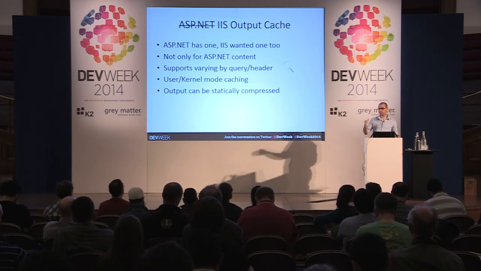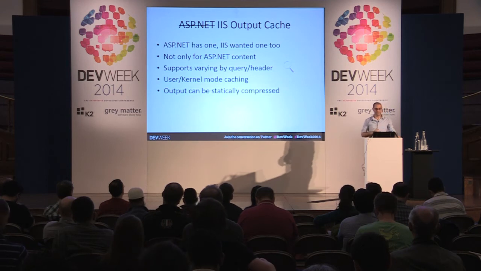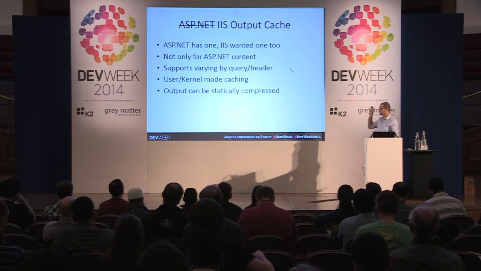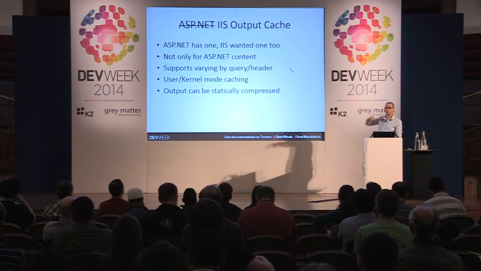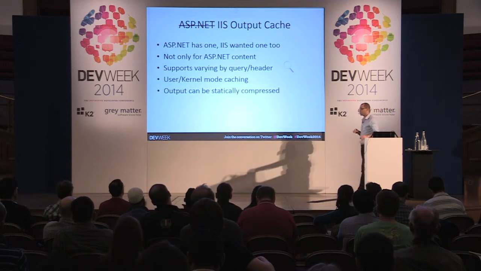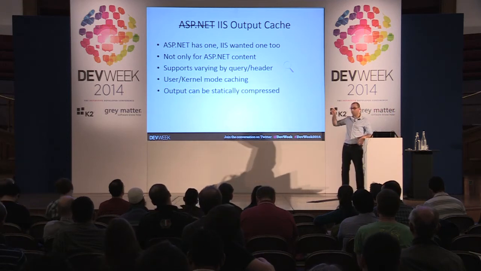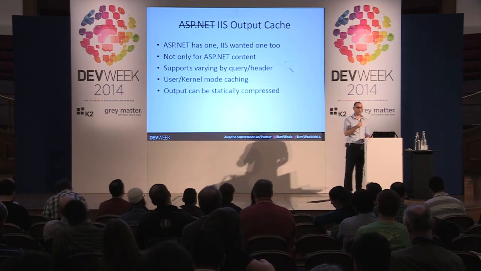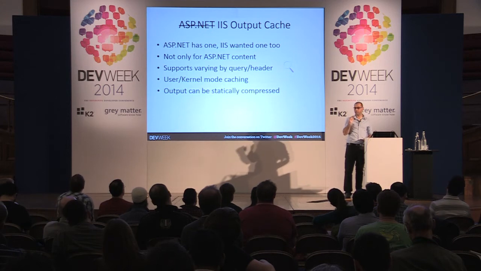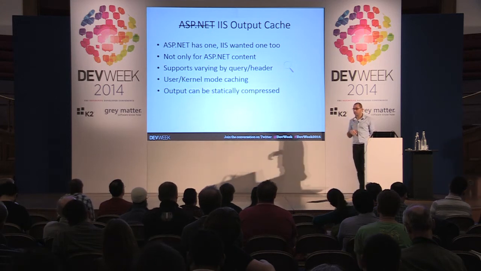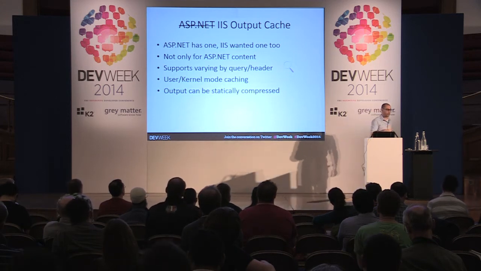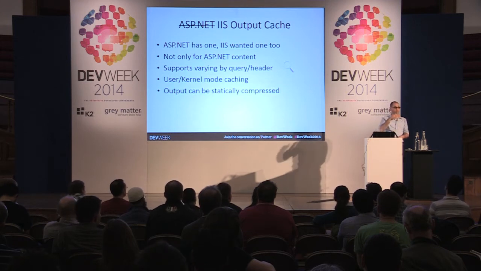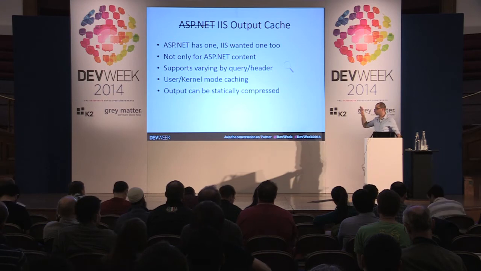Don't do that because it consumes a whole lot of memory. But you can tell it to do it in kernel mode or user mode, and one of the things you should be careful about is the kernel mode part, because kernel mode actually caches the content before it reaches IIS, before the request is authenticated. So if you're planning on allowing only authenticated users to get the cached response, only enable it in user mode.